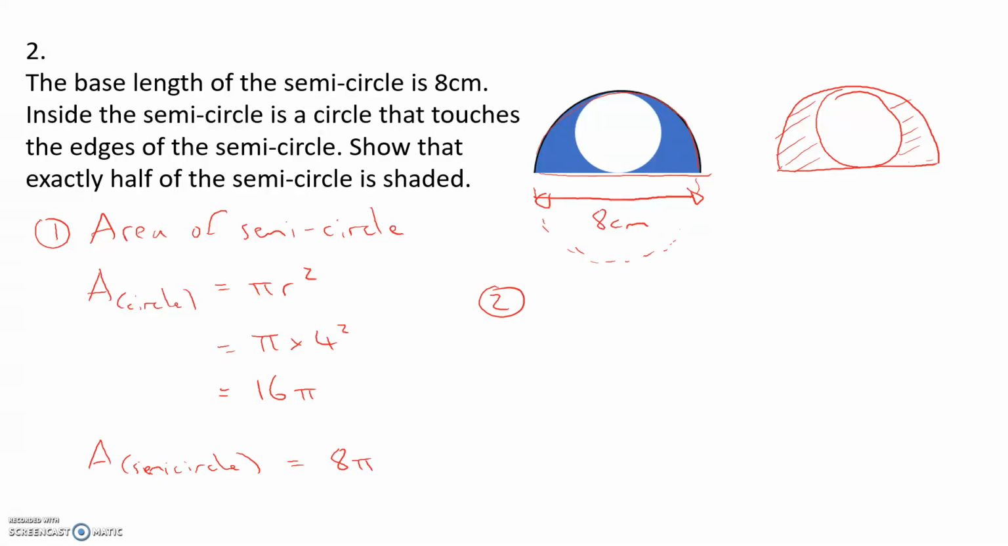Okay, let's work out the area of the white circle inside. So we want to work out this area here. Okay, the area of that white circle. Let's do that. We're going to use the same formula again. So this is the area of white circle. We're going to use pi r squared.